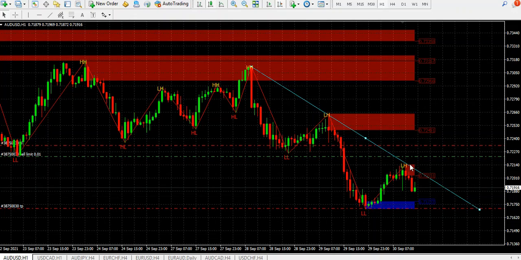Now, of course, a supply zone is a zone area. Here it has the top area and the low area. For the downtrend, the top area is the most important. For the demand, the low area is the most important. So for this here, we're drawing our line on the top area.